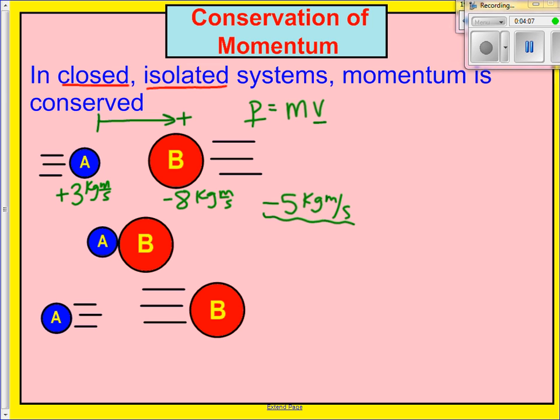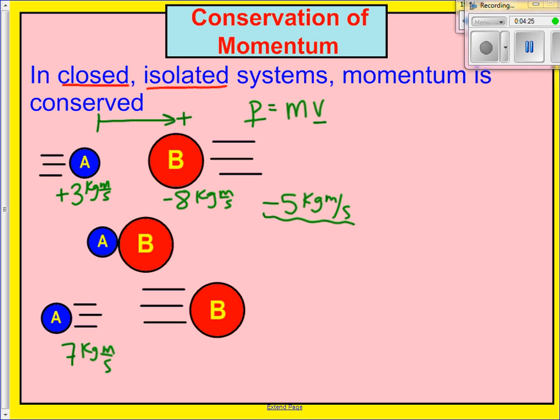As long as the system is closed and isolated, that must be the momentum at the very end as well. So at the very end, let's say object A, or ball A, is now rolling and it has a momentum of 7 kilogram meters per second.